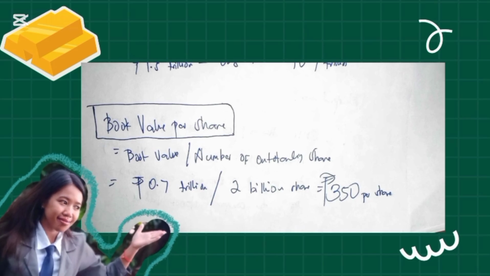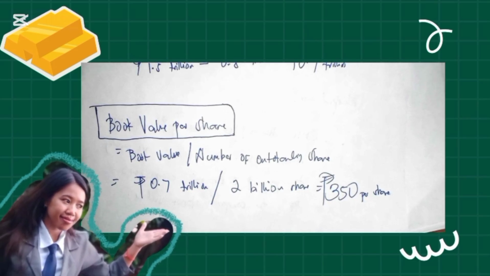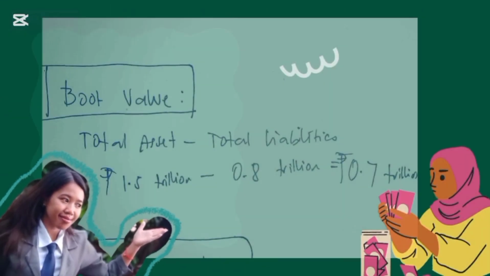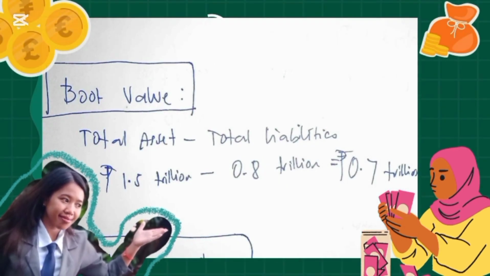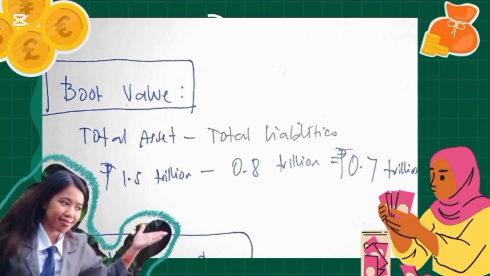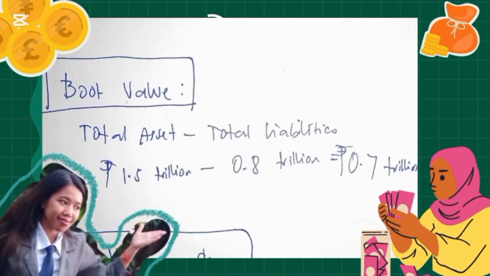So, where did we get the 0.7 trillion book value? The book value is calculated as the total assets, which is 1.5 trillion, minus our total liabilities, which is 0.8 trillion. That is why we have a 0.7 trillion book value.